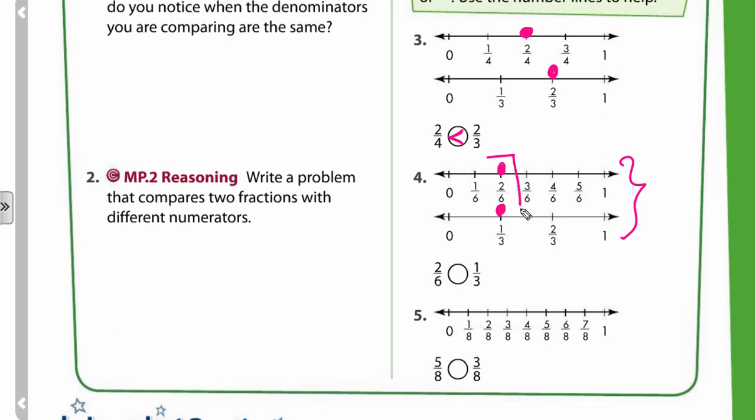You can see that 1/3 is to the right, because I can see that they are in the same place, at the same point. So, excellent, because they name the same point, the same location on the number line, so they are equal.